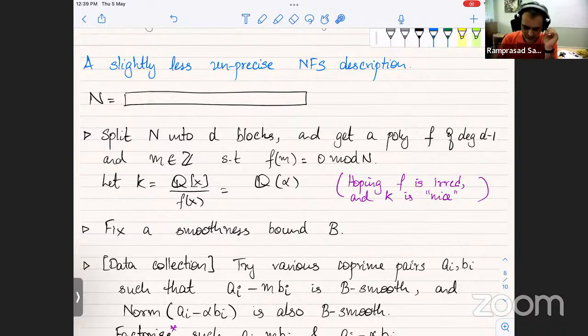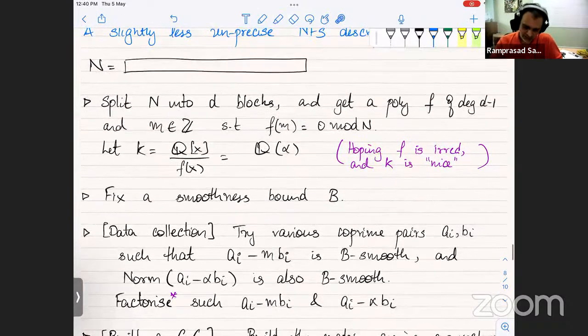Once you split it into that many blocks, I just told you how to build this polynomial f and find a number m such that f of m is equal to 0 mod n. And the number field is going to be Q[x] quotiented with f of x. Again, I'm hoping that f is irreducible and this number field is as nice as you want, like you have a complete description of what the units are, all of those nice things happen. Then we're going to fix a suitable smoothness bound.